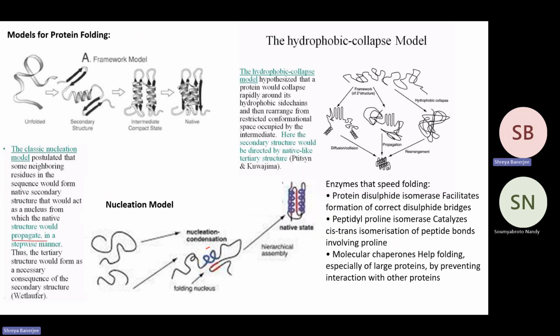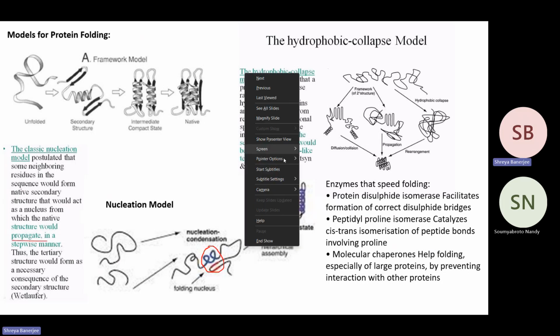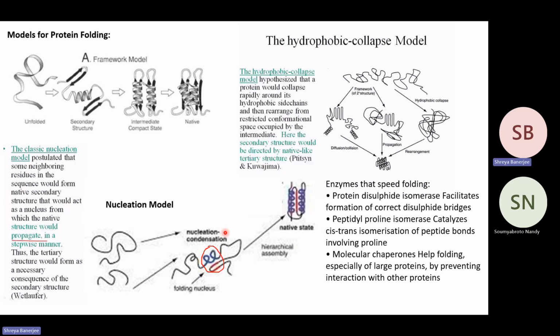So this region is like a nucleus. And around this region, the tertiary structure is forming, which leads to the native state. So the tertiary structure forms as a consequence of the secondary structure, and this is called the nucleation model.